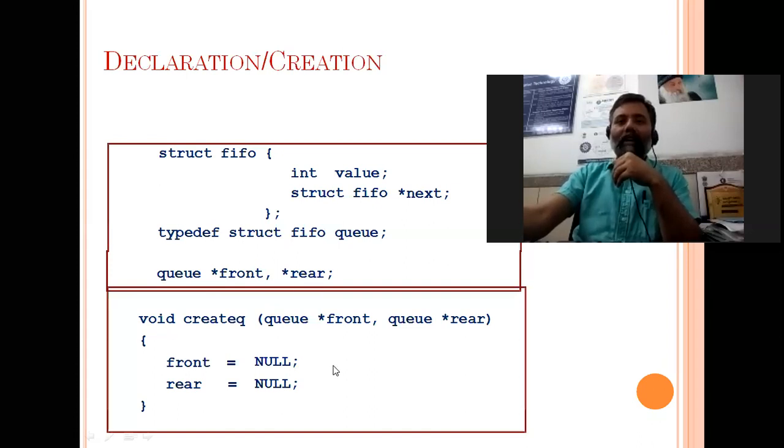How can we create a queue by using this linked list implementation? Suppose this is the creation function for creating a queue. The name of the function is, suppose, create queue. There are two parameters we will take. The first one is the front pointer, the second one is the rear pointer. The data type to which they will point is again queue, which we have typedef'd from struct FIFO. So in creation, initially we will assign null value to both pointers, front and rear.